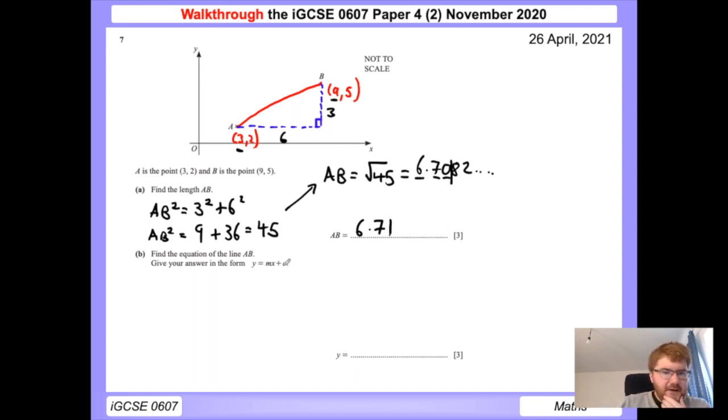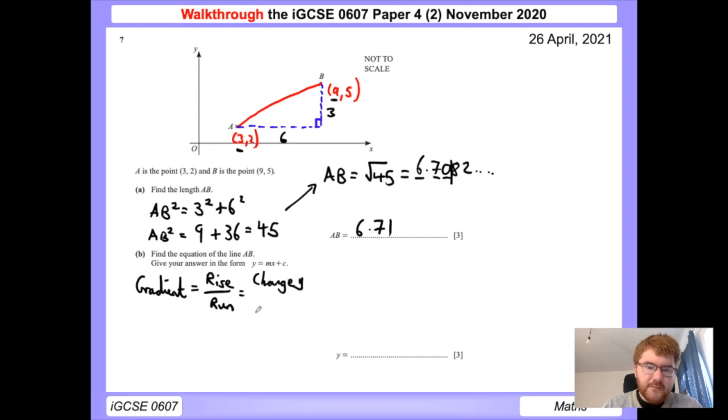Next question, we need to find the equation of the line AB. Give your answer in the form y equals mx plus c. Now the good thing about doing the method that I've done here is that we've kind of worked out some of the information that we need. Remember, the gradient is equal to rise over run. Depends on your teacher, they will teach you different things. Or the change in y over the change in x. Or that formula, y2 minus y1 over x2 minus x1. The thing is here, we've actually got the information we require.